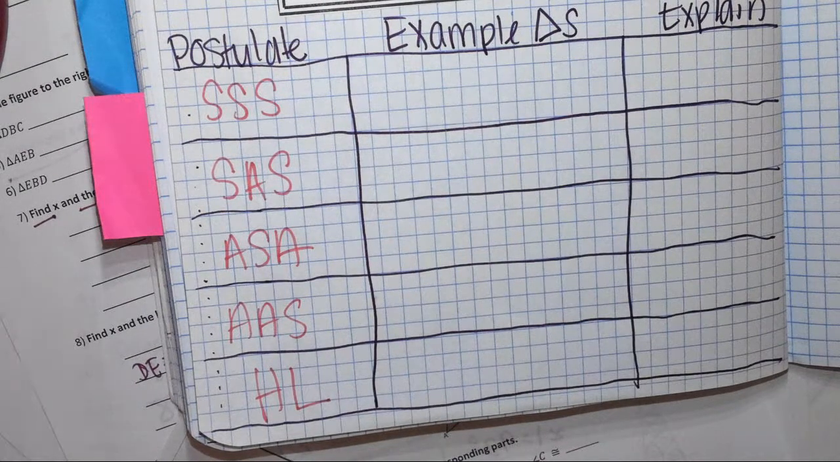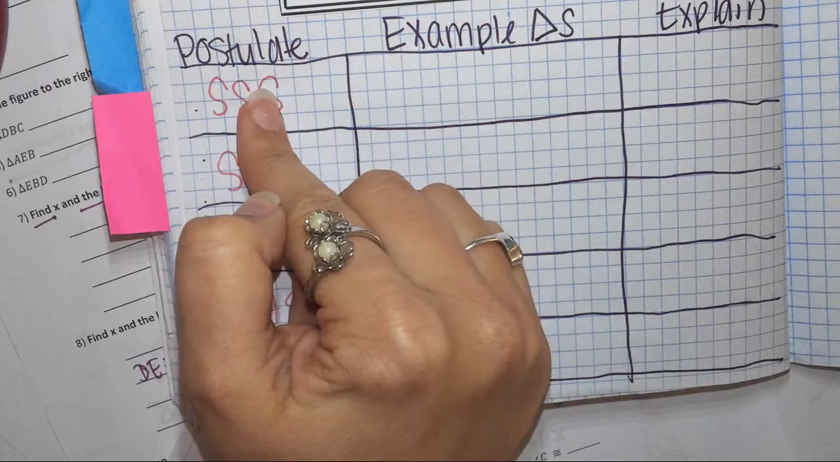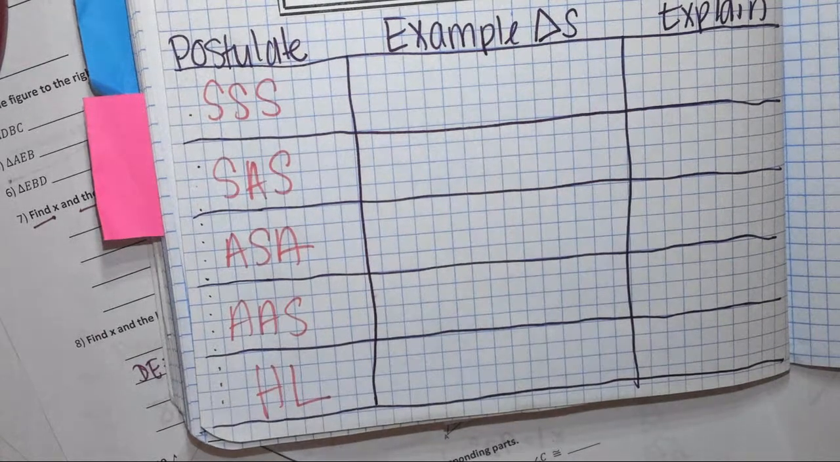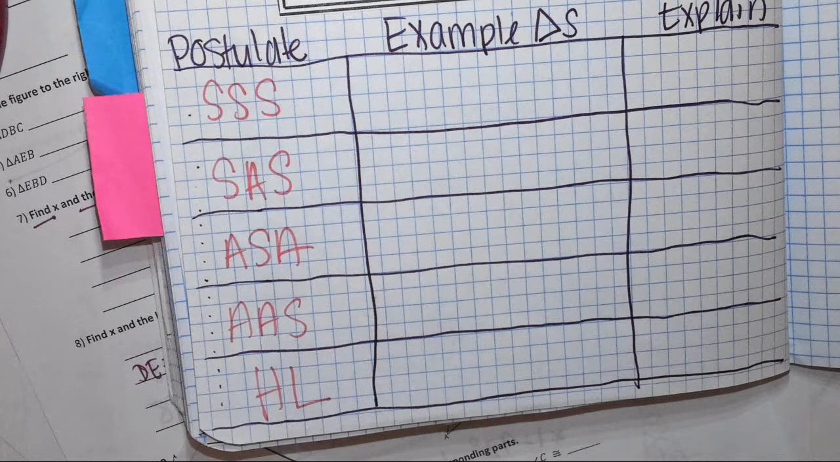Then you're going to draw me an example triangle. So you have to come up with an example triangle for side, side, side, and then I want you to explain why it is side, side, side. Does everyone understand? We are doing this right now. We are not just sitting there staring off into space wondering what's happening. If you have any questions, you need to raise your hand and actually ask questions. Does everyone understand? Ready, set, go.